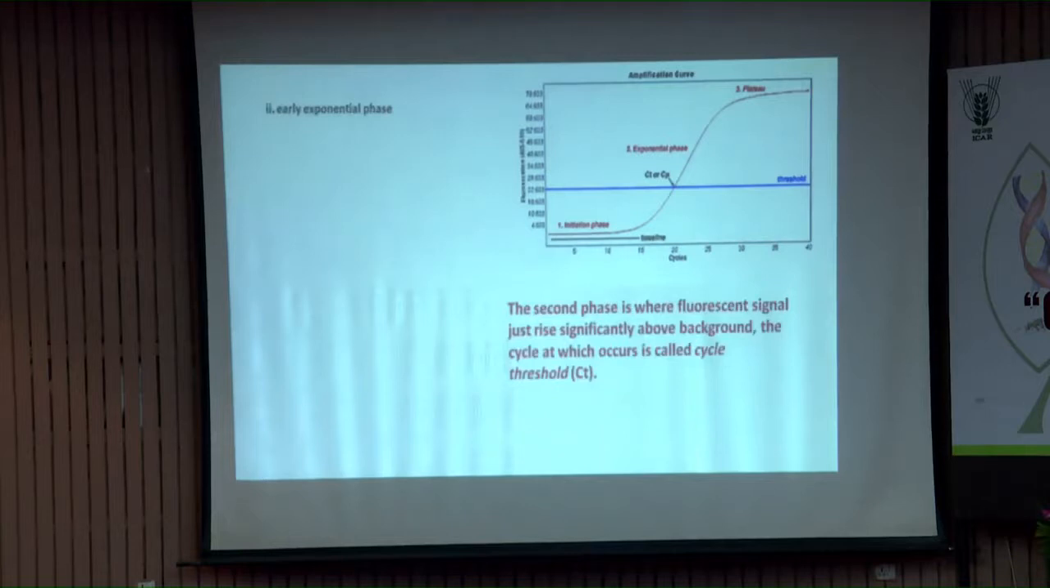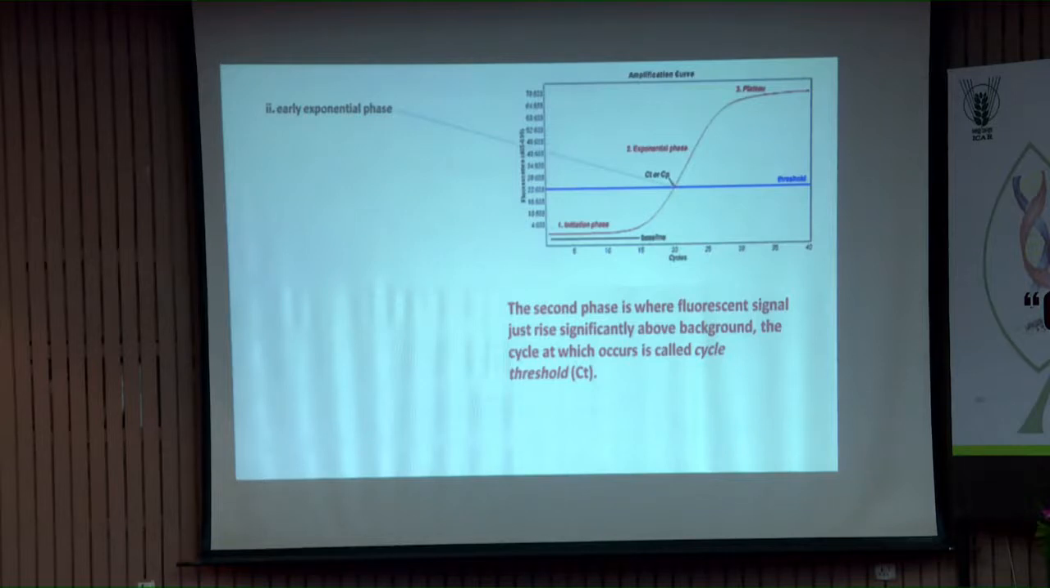The second phase is the early exponential phase. It is so critical for us. The second phase is where the fluorescent signal rises significantly above background. The cycle at which this occurs is called the cycle threshold level. This is one of the indicators of the so-called qPCR results. You might have heard about CT values or CQ values. Do you know what we mean by CT value or CQ value? CT or CQ value is nothing but this particular point, right?